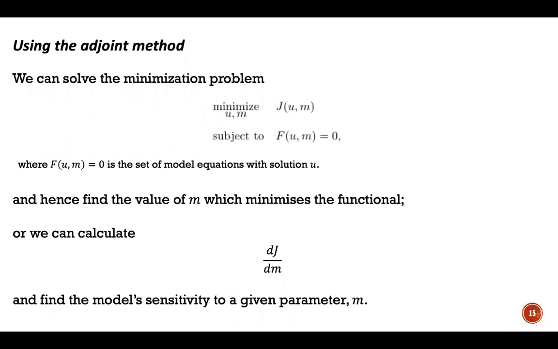So okay, we've derived the adjoint method, but what can we use it for? The application that I'm most interested in is using it to solve a minimization problem. You have some functional J that you want to minimize, subject to it being a solution to the model equations. And hence you can find the value of M which minimizes the functional. The other application is sensitivity analysis, where you find the model sensitivity to a given parameter M.